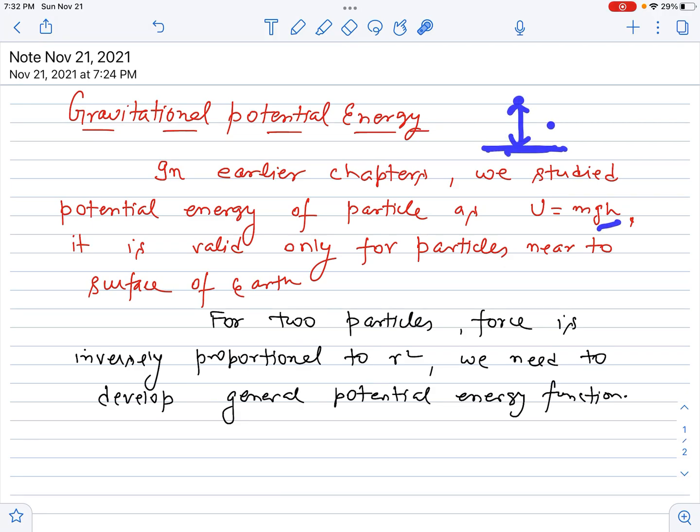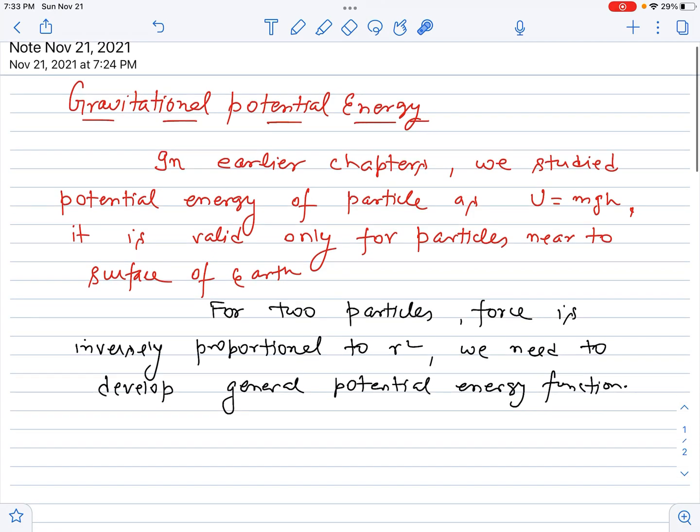reference point. When we developed this formula, we assumed that gravity is constant over the displacement, and this formula is valid only for the particles near the surface of Earth. For a particle at higher height, let's say if the radius of the Earth is r and the particle is at distance, let's say r, from the surface, you cannot apply this formula. This formula is applicable only if the particle is near the surface of Earth, because we assume that gravity is constant.